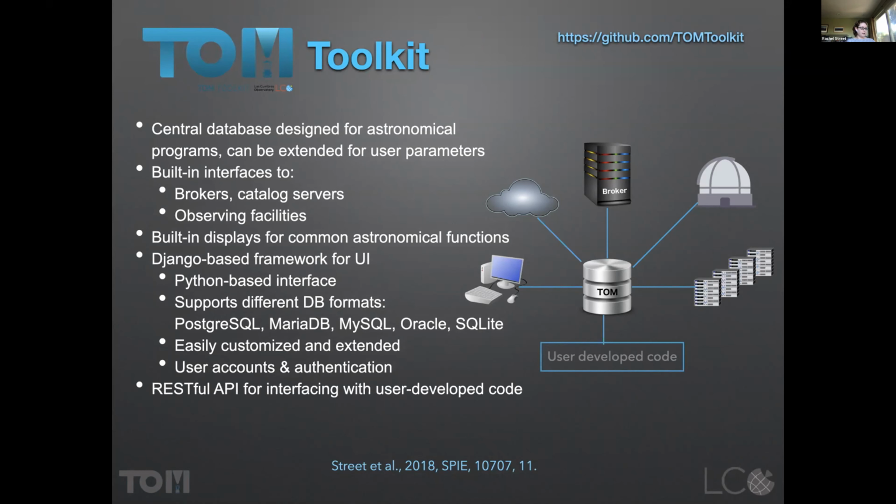Every astronomical project, of course, has its own preferred ways of doing its analysis. And there's a lot of tried and tested software packages in astronomy used for data reduction, for modeling and analysis. It's important scientifically that a TOM system be able to interface with this user-developed software, for example, to provide information on targets or to receive the results of modeling or target selection. So the toolkit provides a RESTful API to enable that sort of interaction with user-developed code.